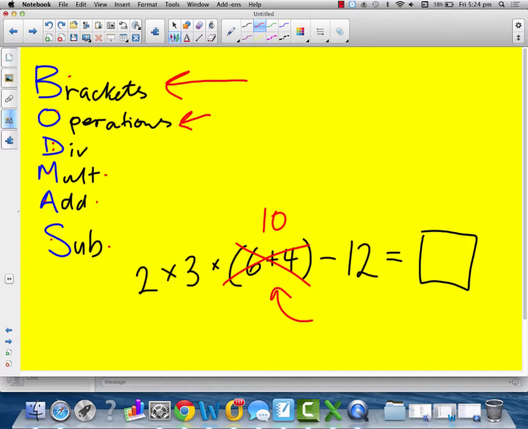Now, is there a division in there? No. So, next. Is there a multiplication? There sure is. Right here. So let's do that bit next. What's 2 times 3? Well, that is 6. Right, so now our sum is 6 times 10 minus 12. Look, there's another multiplication we've got to deal with there, there's the 6, and there's the 10. So what's 6 times 10? Well, that is 60. So we'll get rid of that now.